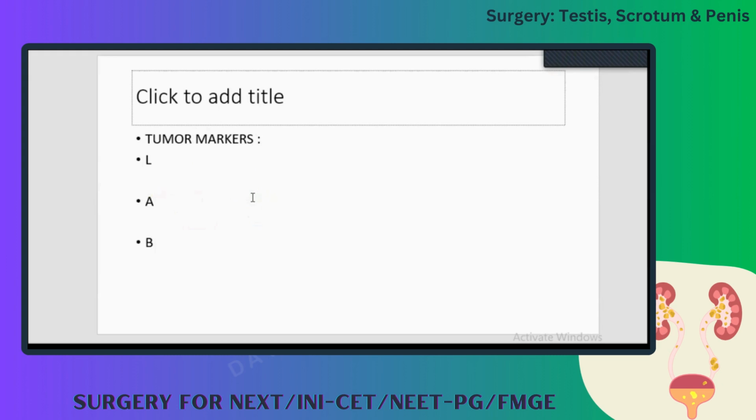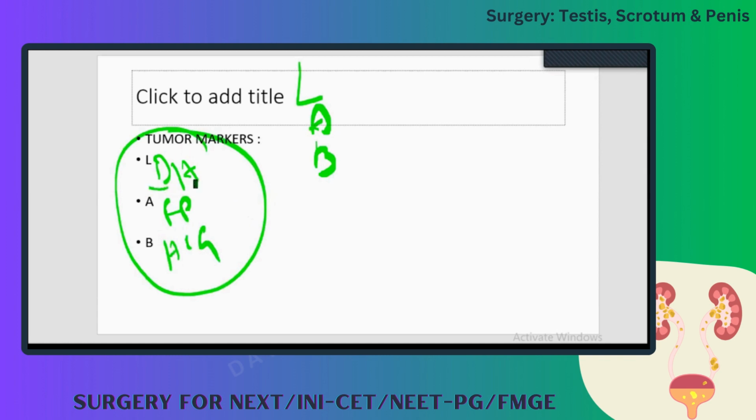And tumor markers. What is the tumor marker for prostate cancer? PSA. In the same way, for testicular tumor, there are 3 tumor markers. LAB. L is LDH, A is alpha fetoprotein, B is beta HCG. Okay, so tumor markers are important.